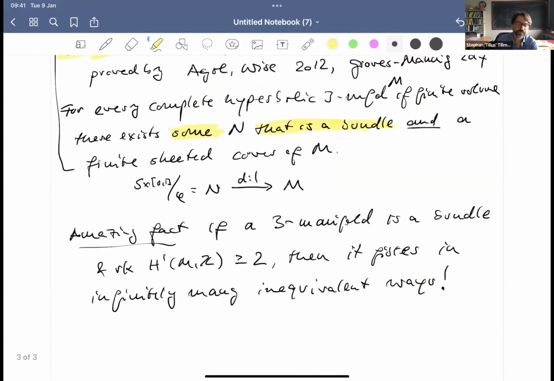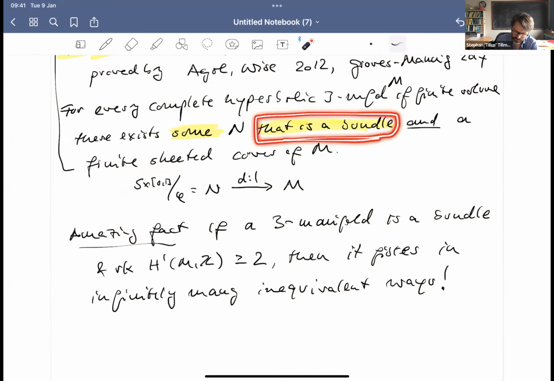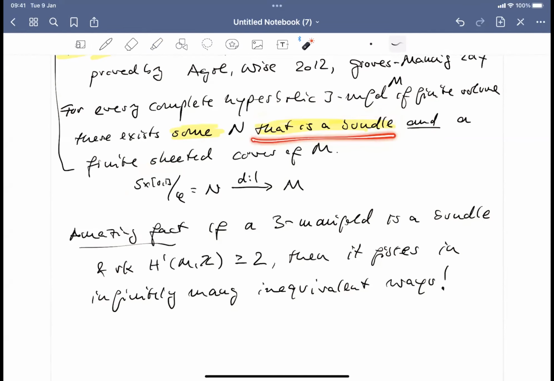So N will be hyperbolic, right? Or it may not be hyperbolic also. Because M is hyperbolic, N will also be hyperbolic. Okay, and this is a bundle. So will it come from a pseudo-Anosov mapping torus always, or can it be something else also? It will be, yeah. That is what we say here, right? That's the meaning of bundle. Yeah, that is really the amazing fact, right?